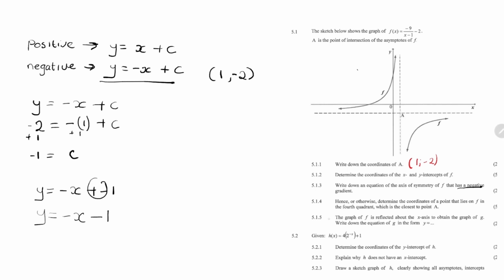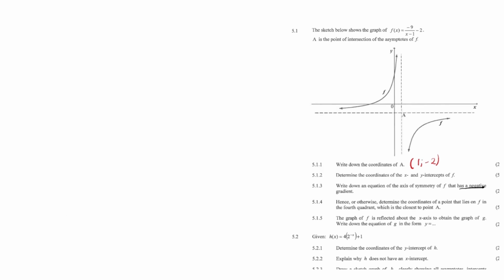Up next, we have 5.1.4. Alright, 5.1.4: hence or otherwise, determine the coordinates of a point that lies on F in the fourth quadrant, which is the closest to the point A. Okay, so here we are supposed to determine the coordinates of a point that lies on F in the fourth quadrant.